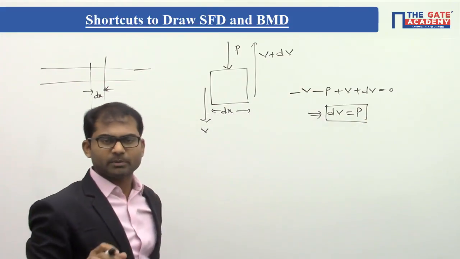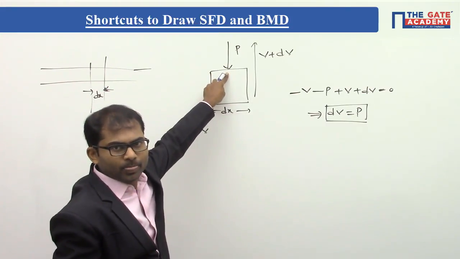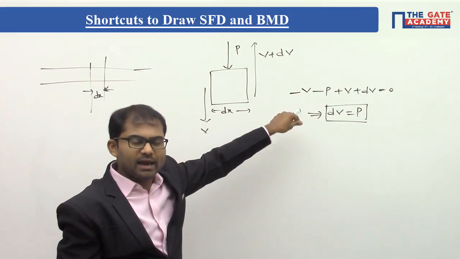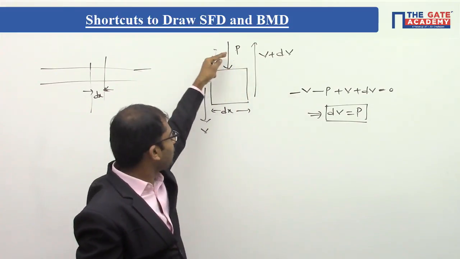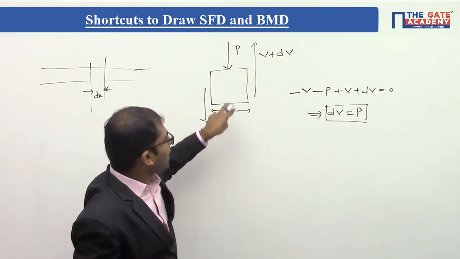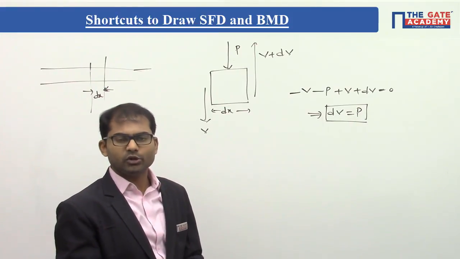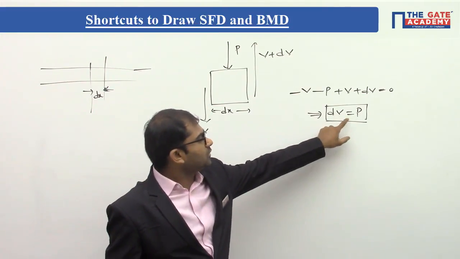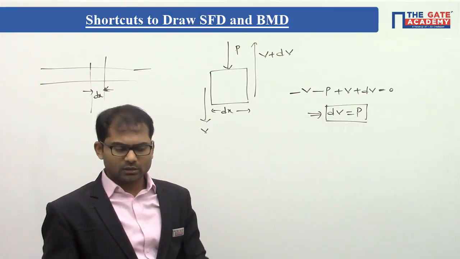The meaning of this result is that whenever a point load is acting on the beam, the shear force changes, and the change is equal to its magnitude. Shear force may increase or decrease. Here we have kept it as increasing: as the load is acting downward, dV came out positive. If the load is acting upward, you'll get it as negative. Ultimately the shear force value is going to change, increasing or decreasing, but that change is equal to the magnitude of P. Let's apply the shortcut and see some examples.